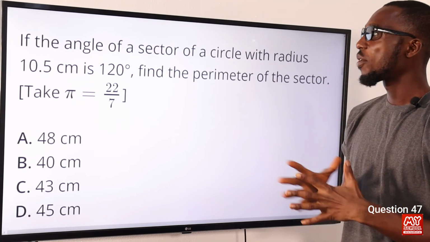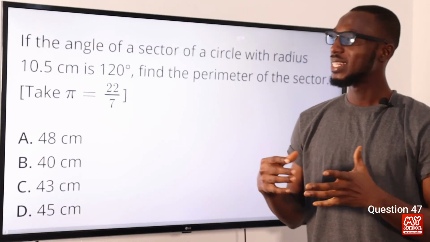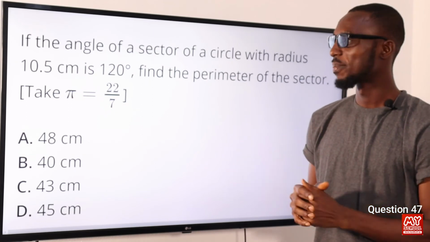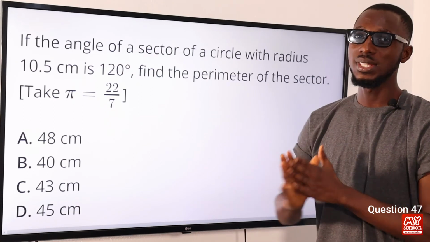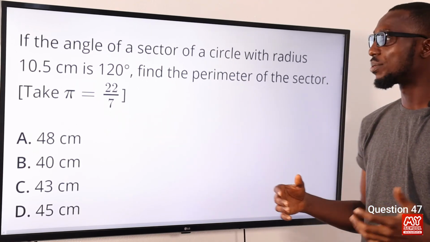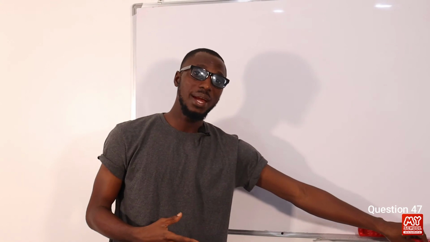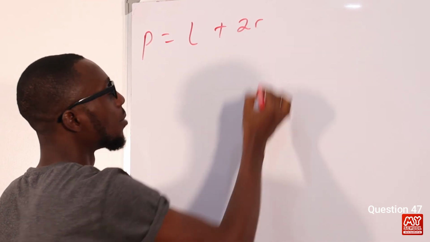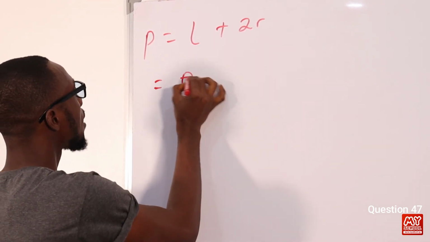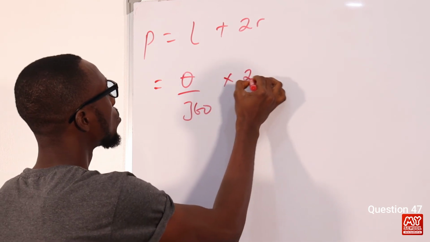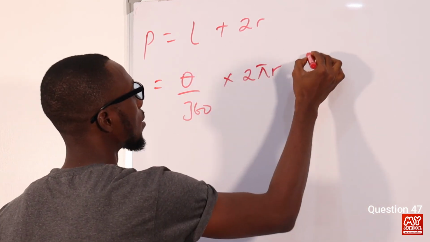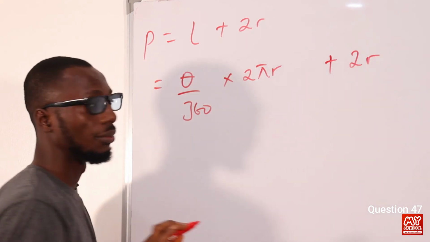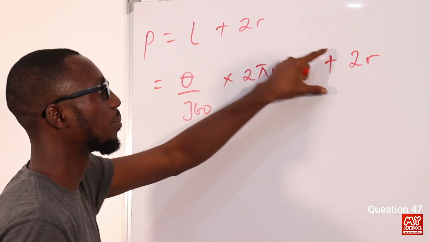47. If the angle of a sector of a circle with radius 10.5 centimeter is 120 degrees, find the perimeter of the sector. Take pi as 22 over 7. So we are given the radius as 10.5, then we have the angle of the sector as 120. So we have to find the perimeter of the sector. Remember, perimeter of the sector equals length of an arc plus 2r. So remember, length of an arc is theta over 360 times 2 pi r, then plus 2r.